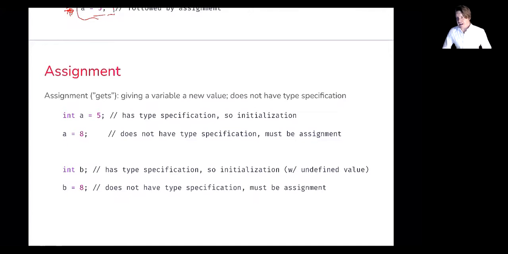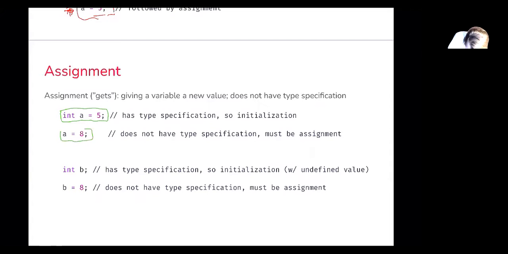Okay, assignment. Assignment happens after we've declared and initialized our variables. It's giving a variable a new value. So in this case, it's not going to have type specification. So looking at this example, this is initialization. It always is. We can always tell because it's happening in a declaration.